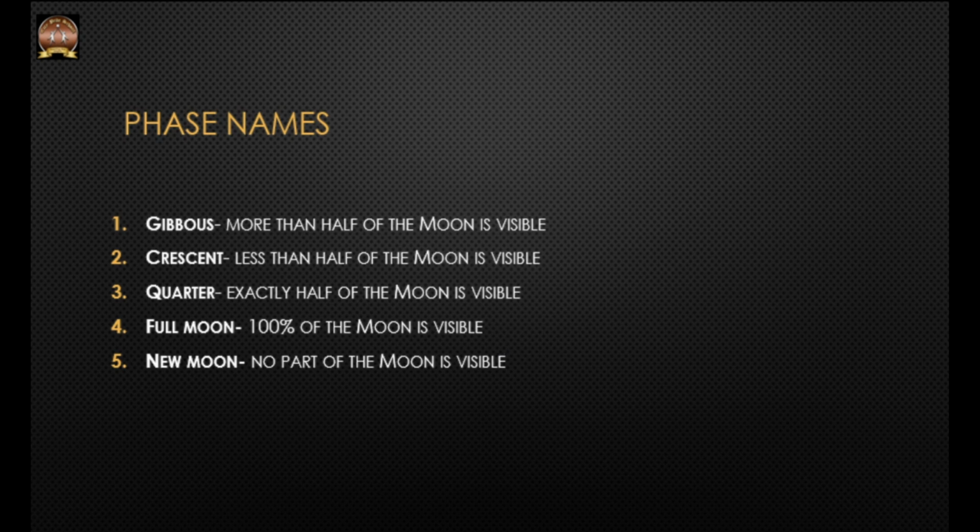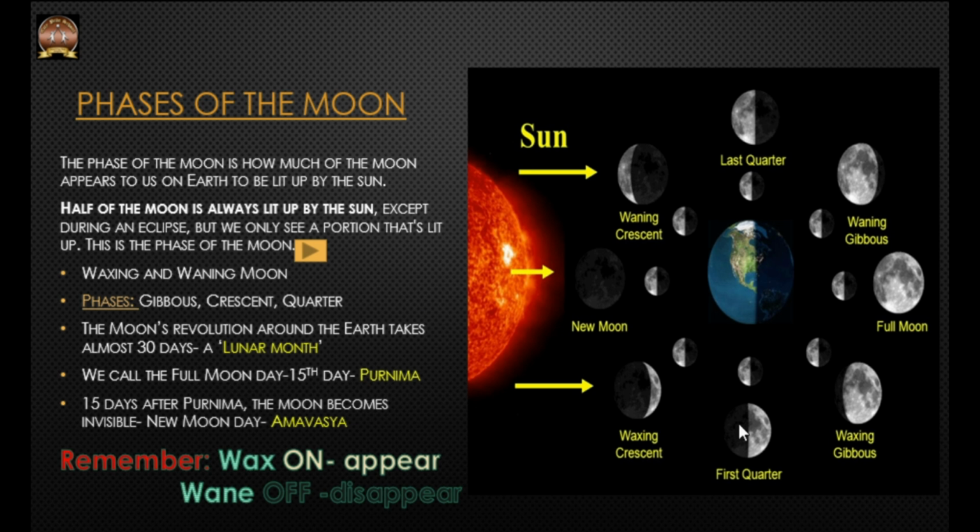A full moon is also called the Purnima in Indian language. The moon seems to be completely disappearing in the new moon, which is also called the Amavasya. Moon's revolution around the earth takes almost 30 days, and this period is what we call a lunar month.